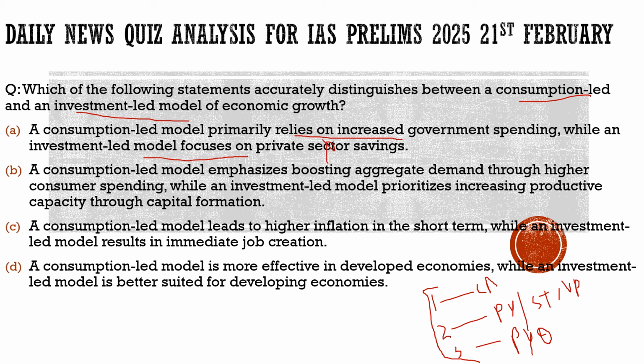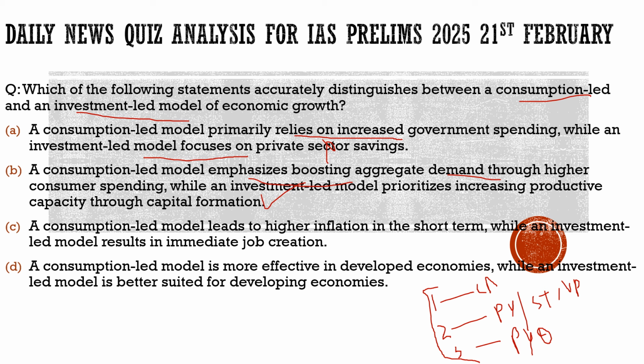Second statement, it says a consumption-led model emphasizes boosting aggregate demand through higher consumer spending, while an investment model prioritizes increasing productive capacity through capital formation. This is accurately what it depicts. What is the difference between the consumption model and the investment model? The consumption model is based on putting money into people's hands so that people are able to consume. We are discussing this consumption-led growth from our previous classes now. So the second statement with respect to this question is 100% correct.